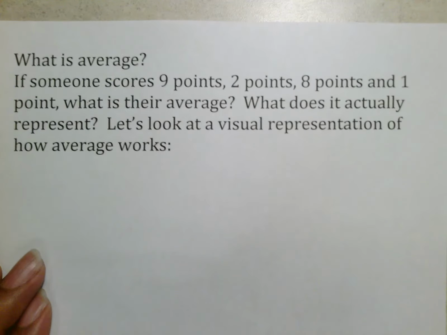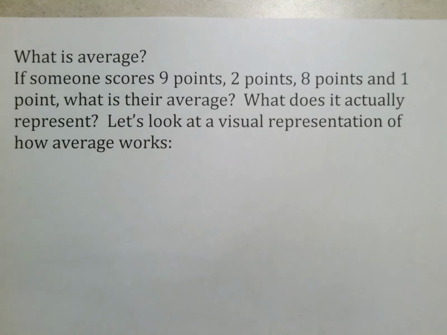So mean, median, mode, range, that covers the main 4 things that we're talking about, but there's one more thing that I had on there, which is your target average. In order to do target average, the first thing we have to do is understand what average really is. So let's look at this situation and try to get an idea for how it works. If someone scores 9 points, 2 points, 8 points, and 1 point, what is their average scoring number? The question is, what does it actually represent?